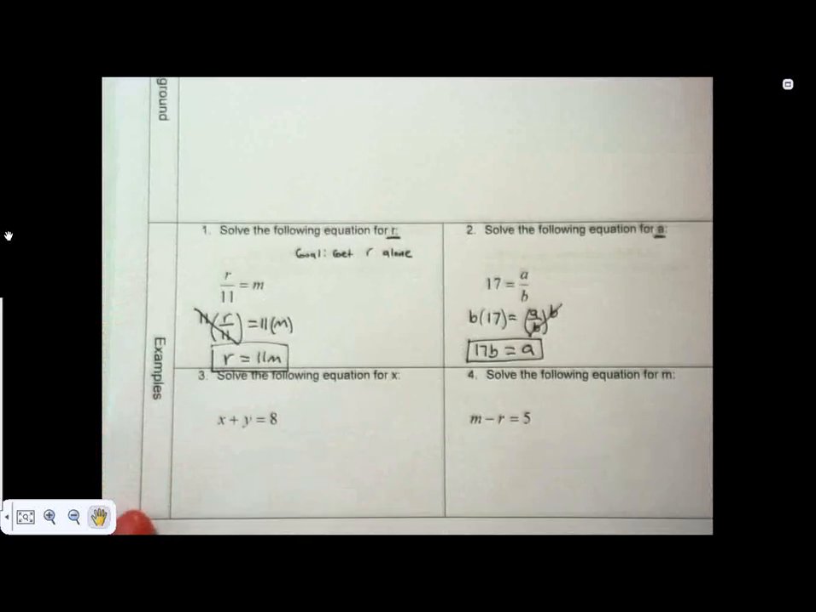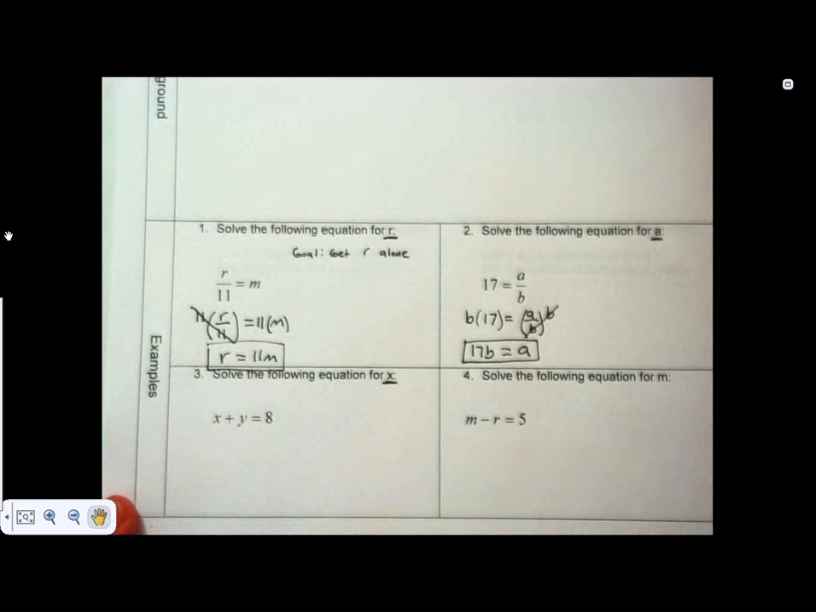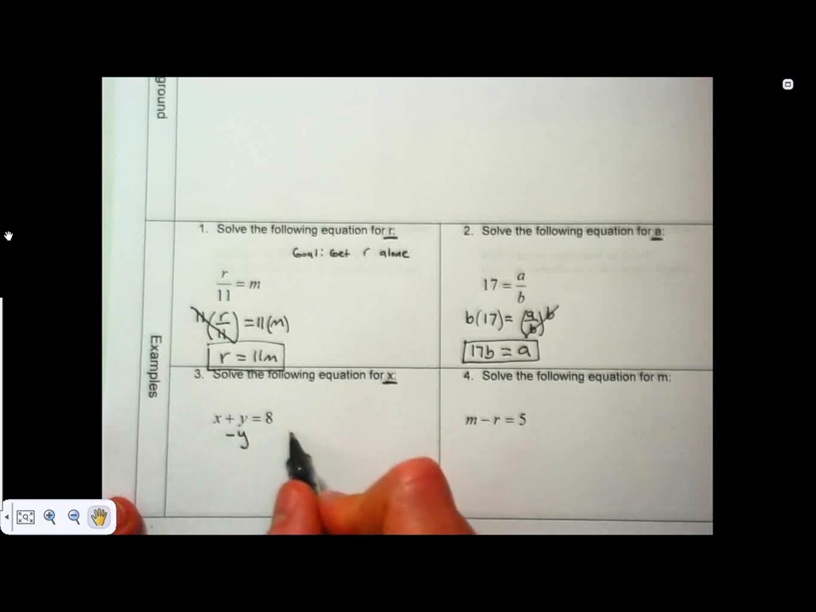All right, let's take a look at number three. In number three, my goal is to get x alone. If I look at the side that x is on, in order to get x alone, I'll have to get rid of this y. That means I'm going to have to cancel out plus y, because y is being added to x. The way to cancel out addition is to use subtraction. So I'm going to subtract y from both sides.